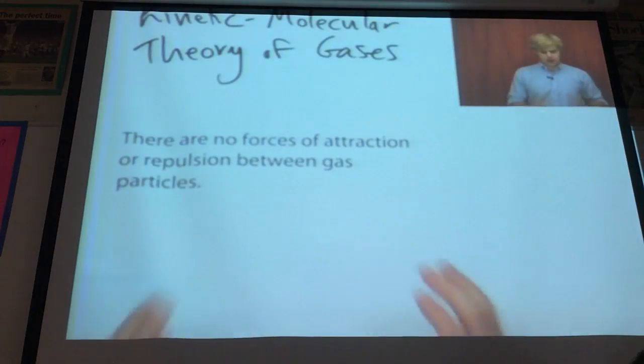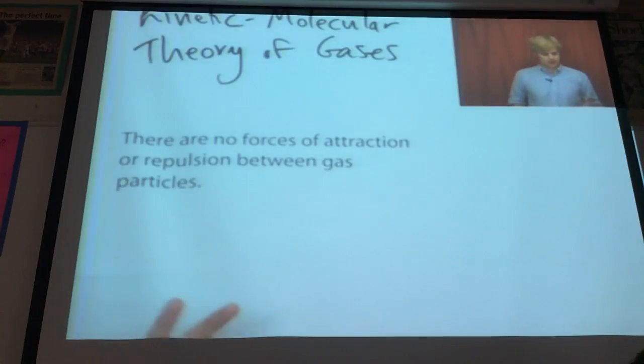Additionally, we can say that there are no forces of attraction or repulsion between gas particles. Some particles, like water molecules, kind of like each other, and so, almost like weak little magnets, they tend to attract. Other particles, two particles that have the same charge, don't like each other. They're sort of afraid of each other, and so they're going to repel. They don't want to get anywhere near each other.